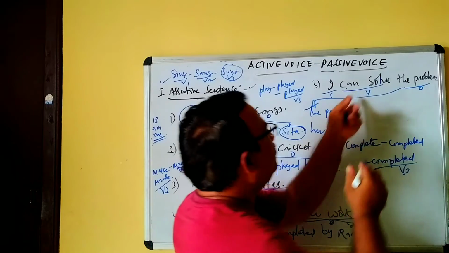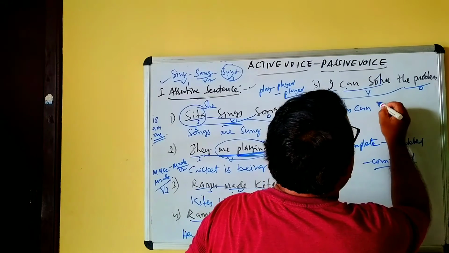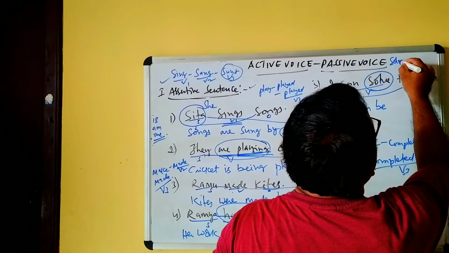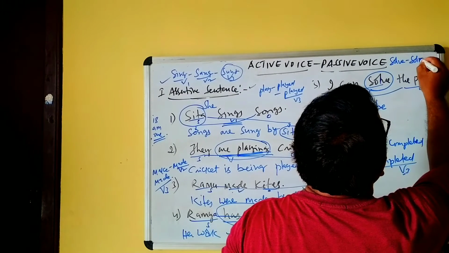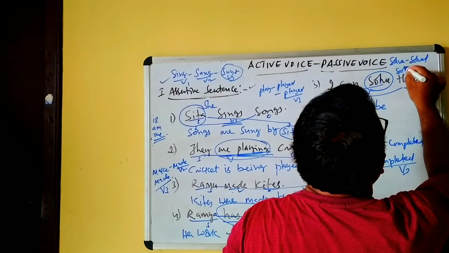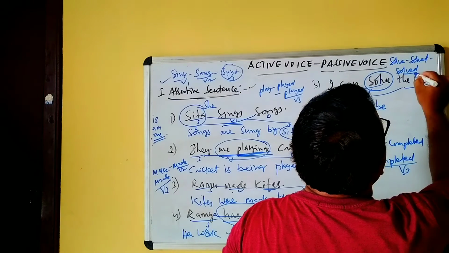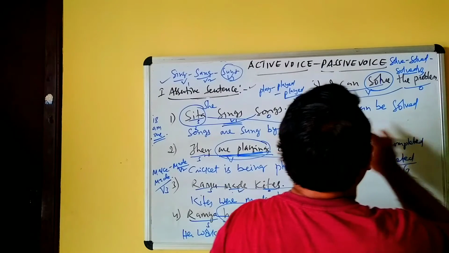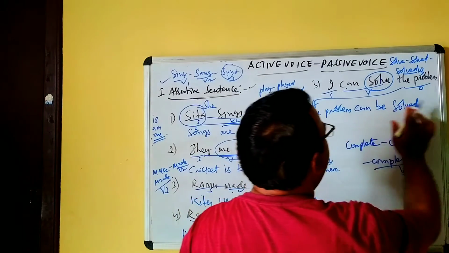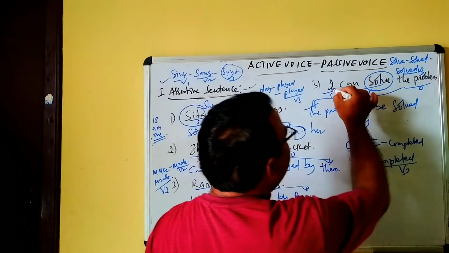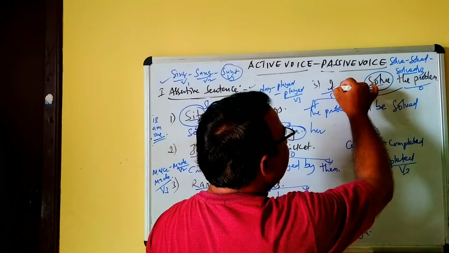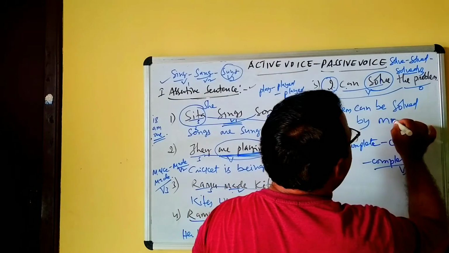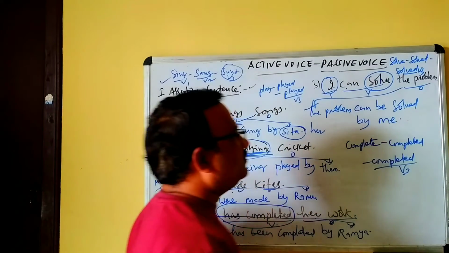So here the problem can be solved. First, solved. Here V3, solved. The problem can be solved by. Here, I will become, the subject will become object. I can be me. Okay.